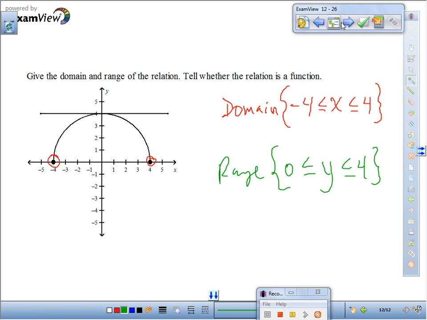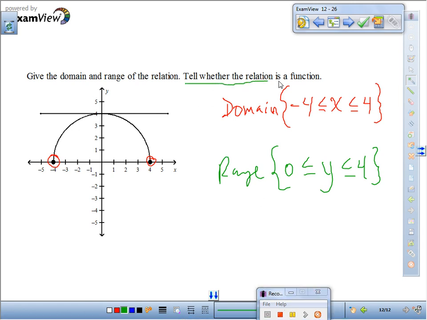Okay, number 13. Let's go to number 13. Oh, guys, the question was, how do we know the direction of the arrows? It's always to the what? Left. The arrows are always going to the left. Okay?